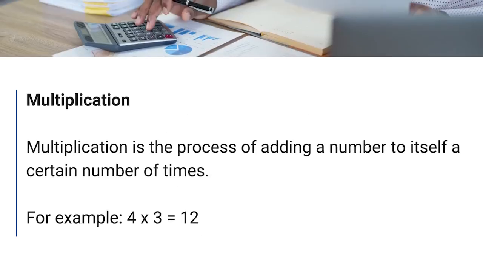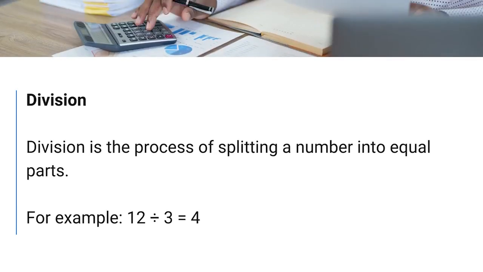Multiplication. Multiplication is the process of adding a number to itself a certain number of times. For example, 4 times 3 equals 12. Division. Division is the process of splitting a number into equal parts. For example, 12 divided by 3 equals 4.